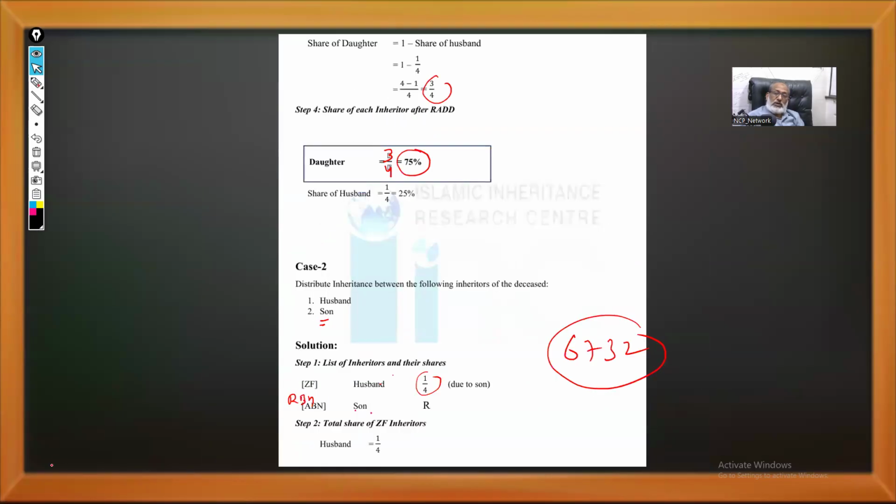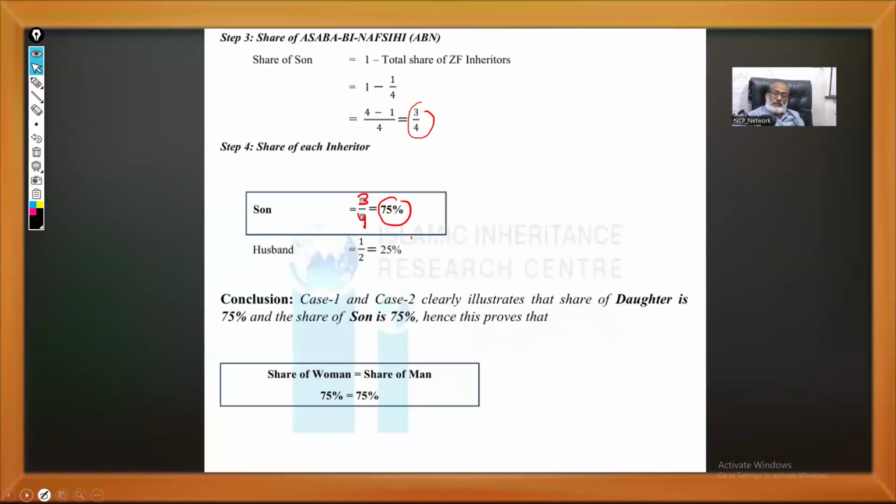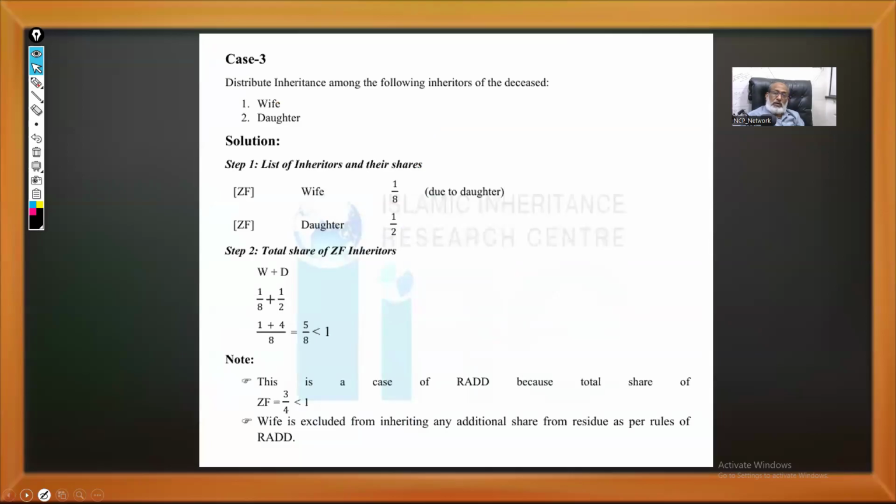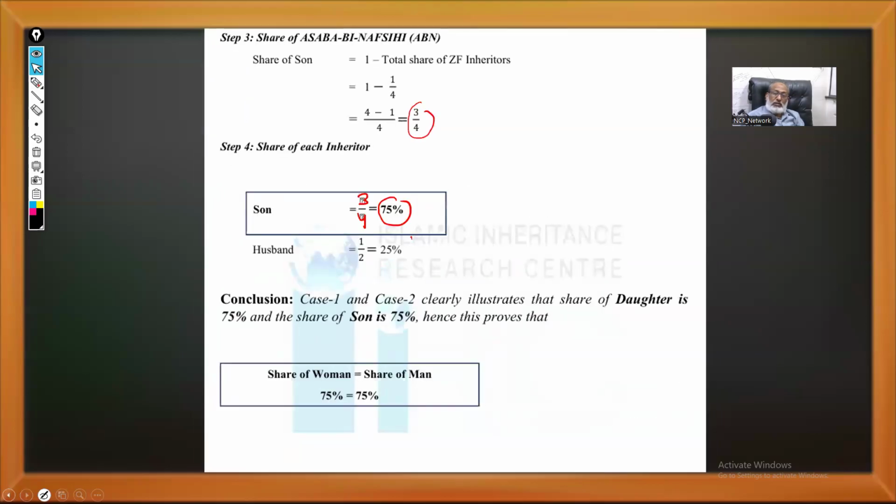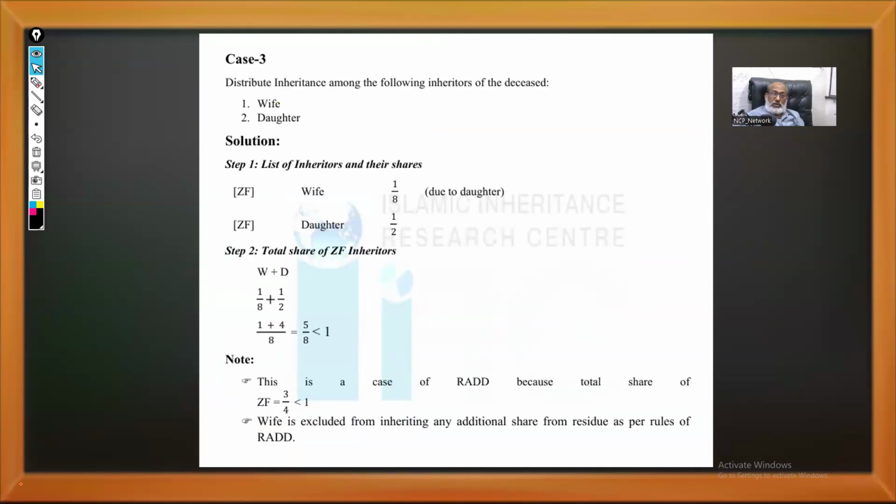So in that case, we have proved that man and woman are both getting the equal share. Now take another example here. Let's say wife along with the daughter. The share of the wife is 1 by 8 in the presence of the daughter. Share of one daughter is 1 by 2. If we simplify this one, the final answer will be 5 by 8.